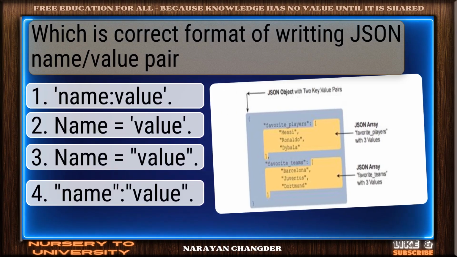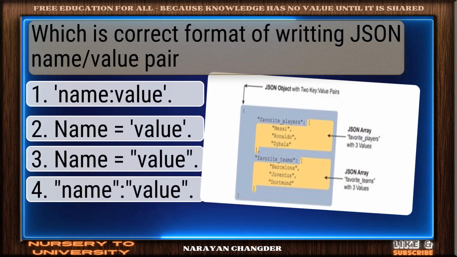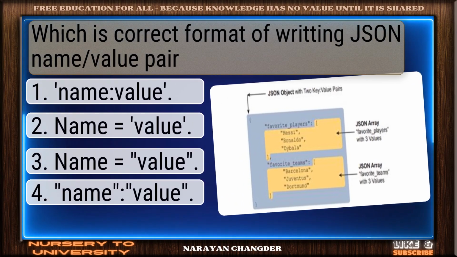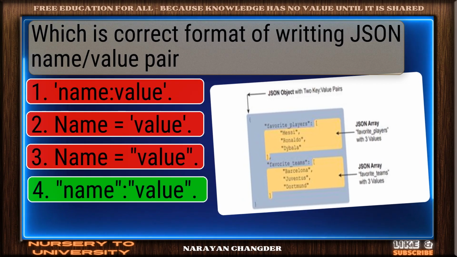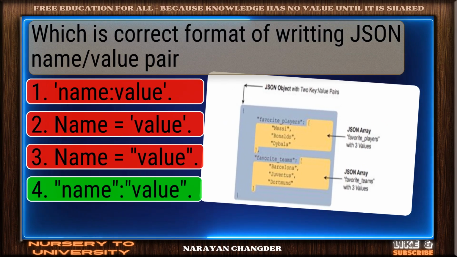Question number 24. Which is the correct format of a written JSON name value pair? Bravo. Name value is the answer.